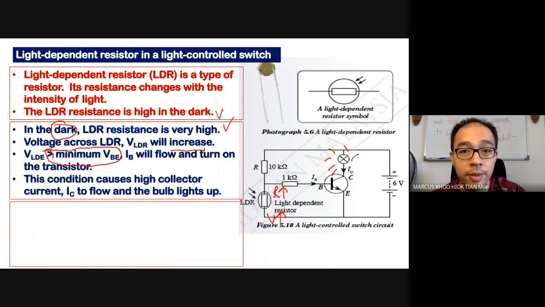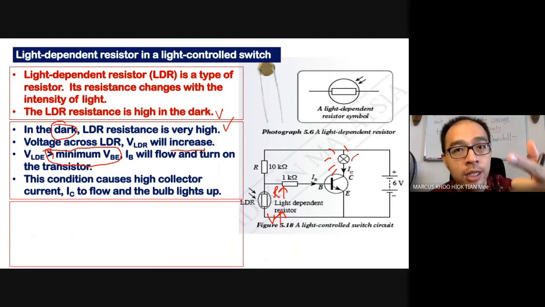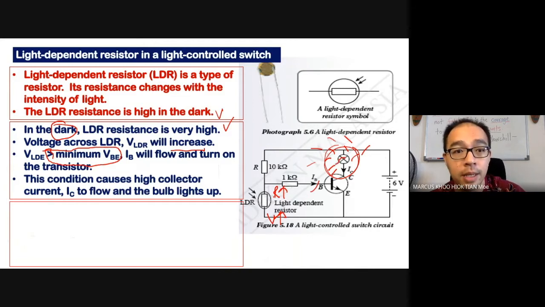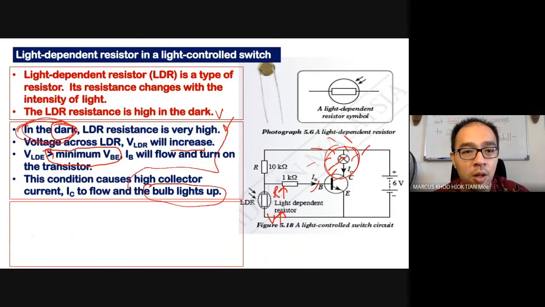Okay, let me repeat. The order is always the same one, you know. High resistance, high voltage, the high voltage must be lebih besar lah daripada the minimum junction voltage. Base current will flow, transistor will switch on, collector current will flow, and whatever peranti yang kau letak di sini dia akan hidup. So the light bulb will light up. In the dark, the bulb will light up. But this is the explanation all in the middle here. This is actually what is going on behind the scenes.